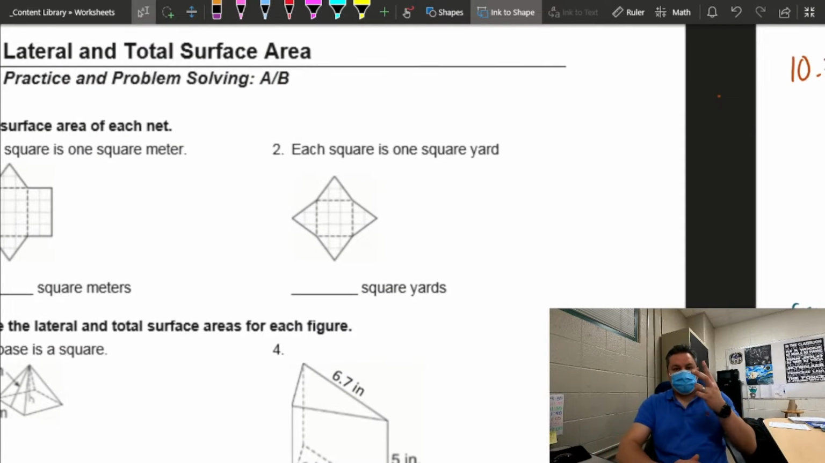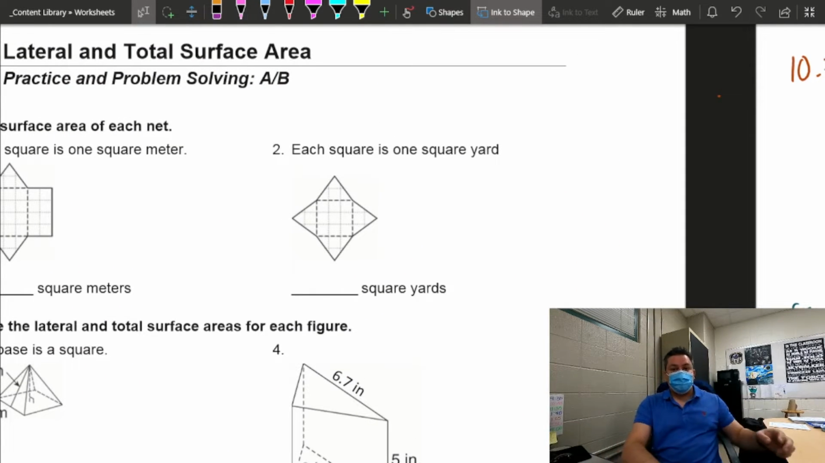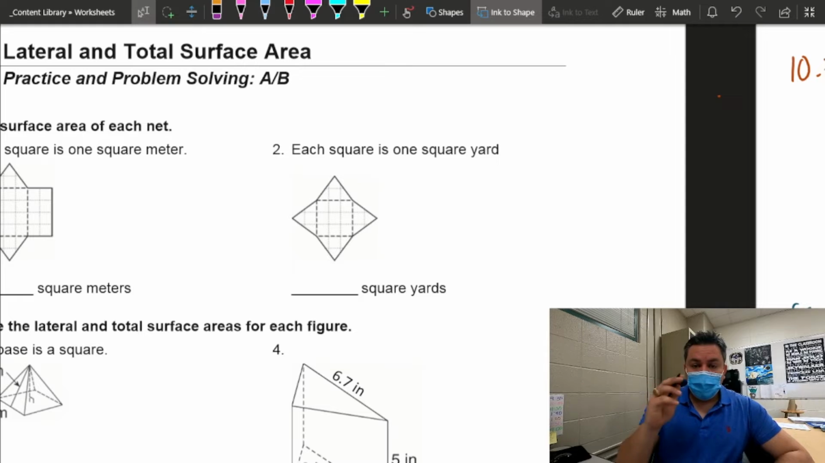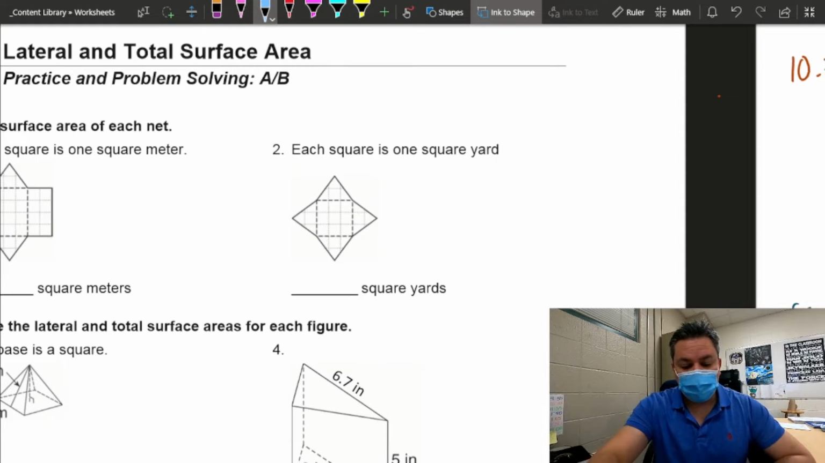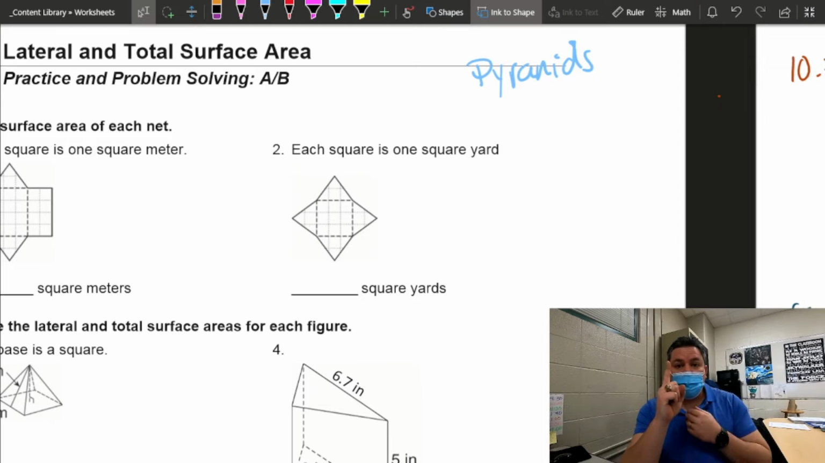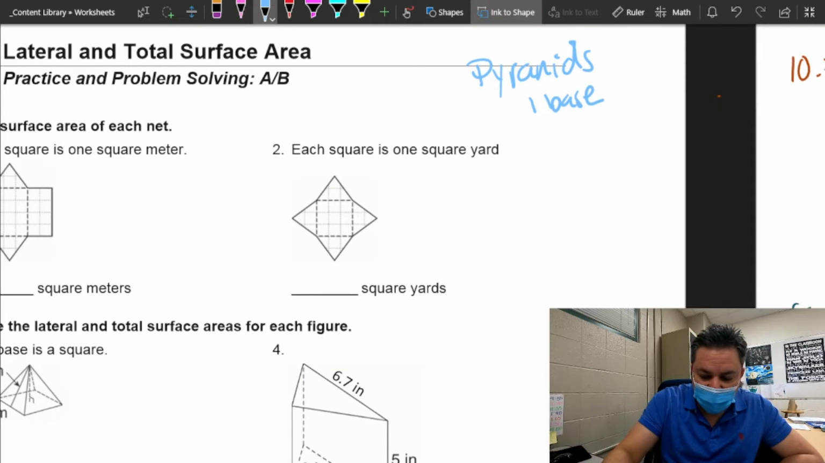So there are two things that we need to take into consideration when we're talking about lateral and total surface area as well as volume. We have two main shapes, 3D figures, that we're going to be working on. One of them is pyramids and the other one is prisms. There's one difference between the two of them. Pyramids have only one base, the one on the bottom where the pyramid sits. That's where the base is at, one base.